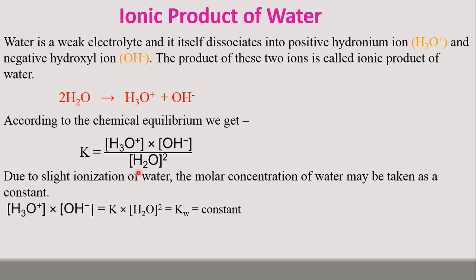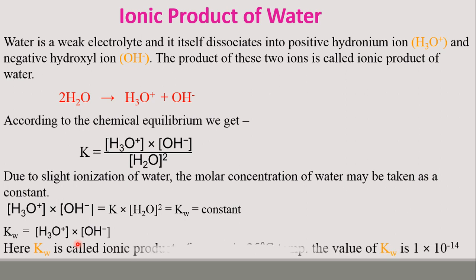So, from this equation, we can write concentration of hydronium ion times concentration of hydroxyl ion equal to K times concentration of water squared. Both are constant, so they make a new constant, that is Kw. So, we get Kw equal to concentration of hydronium ion times concentration of hydroxyl ion. That means concentration of both ions produced after dissociation of water. That Kw is called ionic product of water.